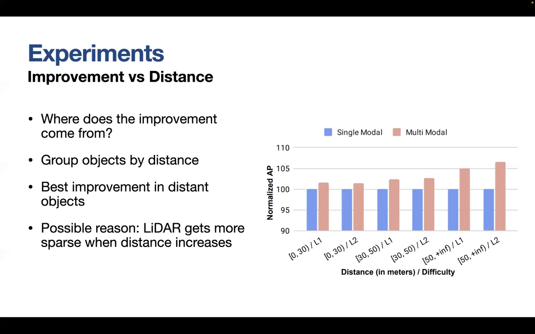And they think that a possible reason for this might be that LiDAR gets even more sparse when distance increases. So this dense camera information has great value and is quite important for the distant objects where we have very sparse LiDAR information, which definitely makes sense.